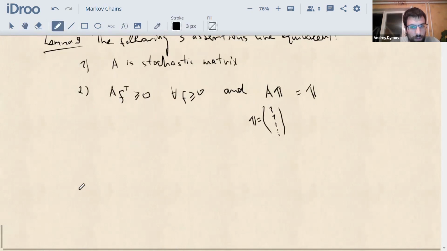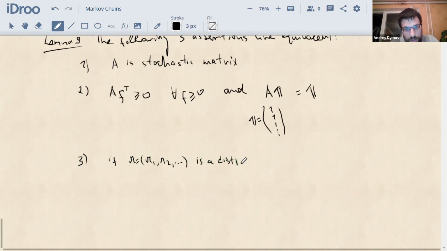And the third property is the following. If the vector mu with components mu1, mu2, etc. is a distribution, then mu multiplied on the right by the matrix A is again a distribution.